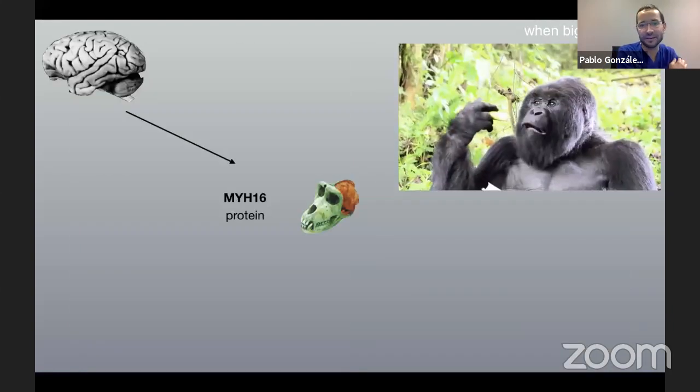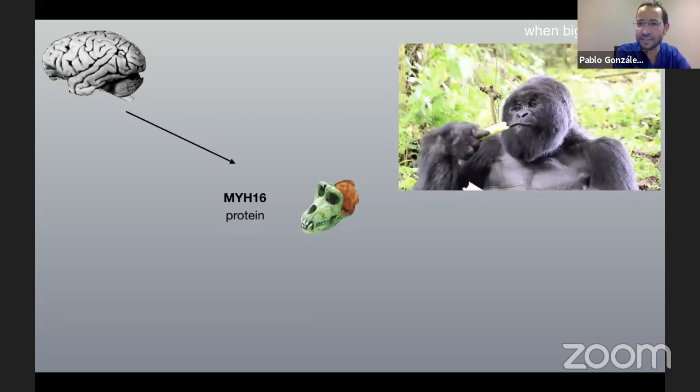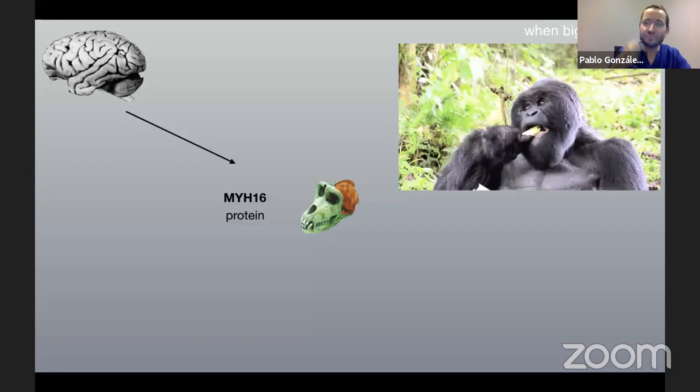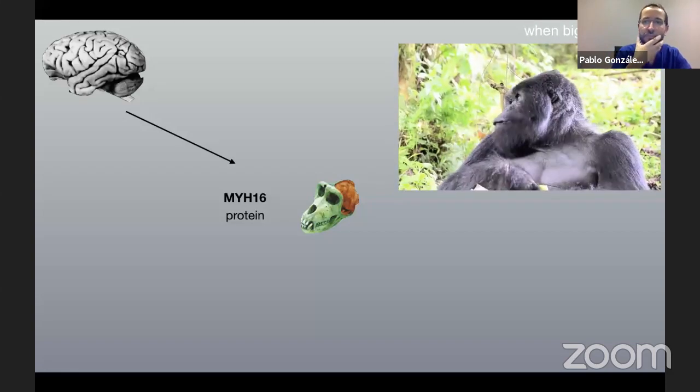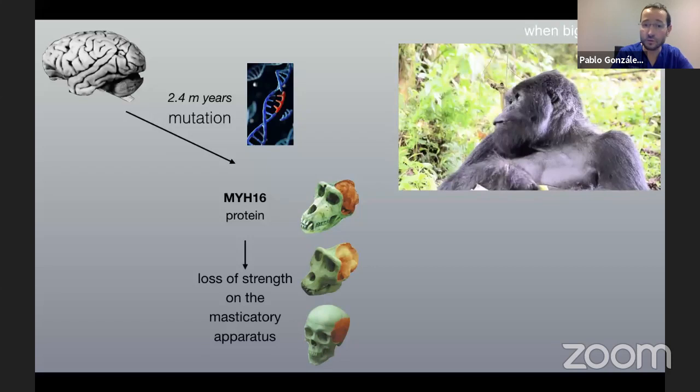Why is it happening? If we think about these mammals, the chimpanzees and the gorillas, they are almost all the time masticating. They are using their masticatory apparatus a lot. And 2.5 or 2.4 million years ago, we had this mutation on this MYH16 protein, mainly located in the masticatory muscles. So probably we lost that protein, and that was actually good, because we started developing other ways of feeding ourselves. So we needed something different.